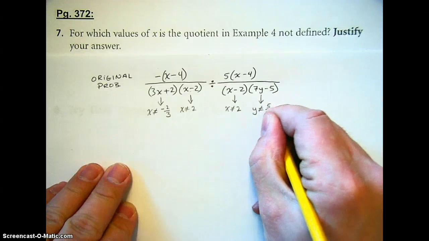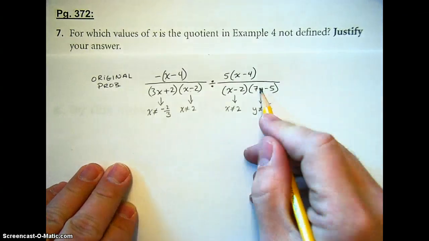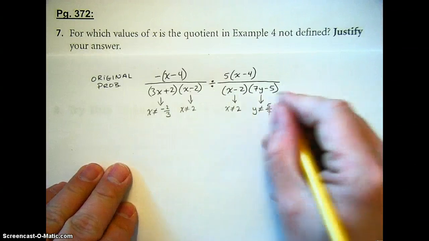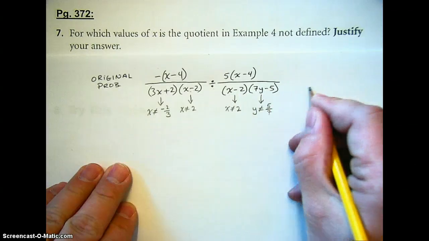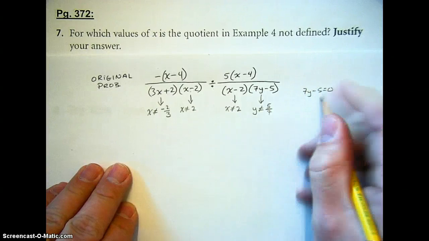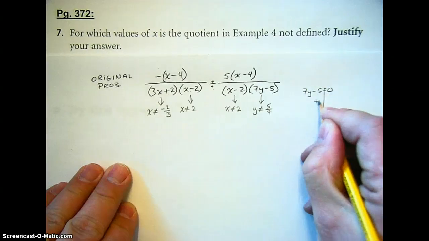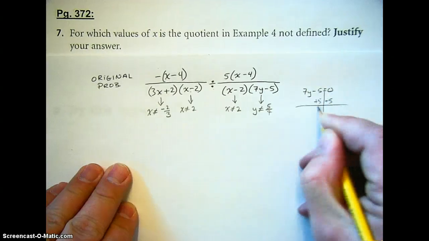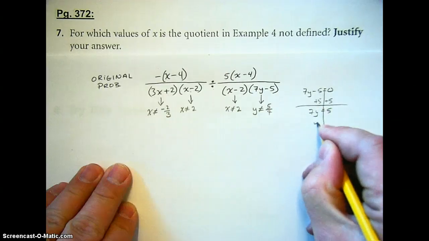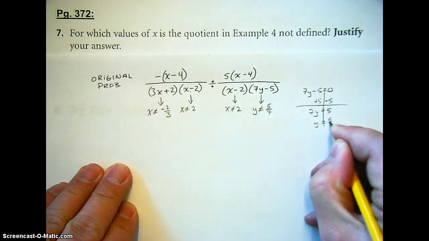Whatever makes those zeros, remember you just set each quantity equal to 0. For those of you that are struggling seeing that, I'm assuming from our work with factoring, you know how to quickly add 5 to 7y equals 5, and then divide by 7. So y equals 5/7.